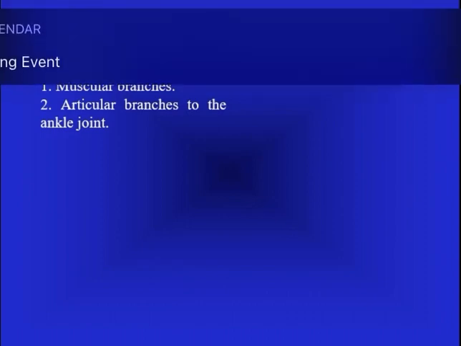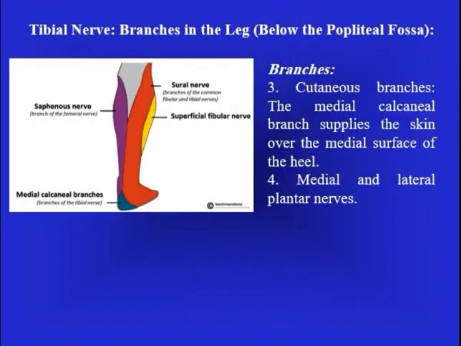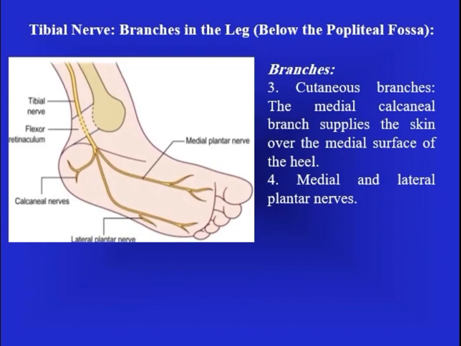The main branches from the tibial nerve below the popliteal fossa are muscular branches and articular branches to the ankle joint. It also gives cutaneous branches, what we call the medial calcaneal branch, supplying the skin over the medial surface of the heel. It also gives the medial and lateral plantar nerves. These are the branches from the tibial nerve at the level of the ankle and foot.